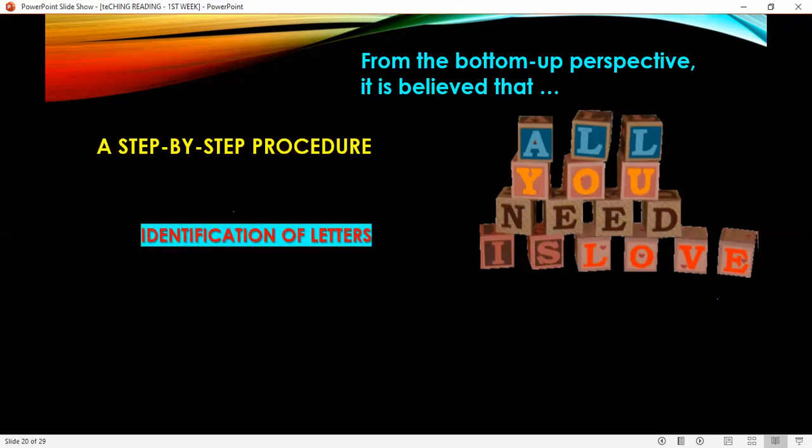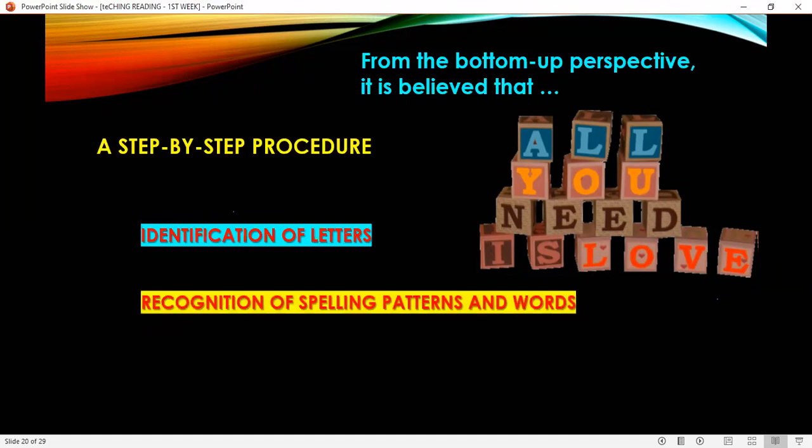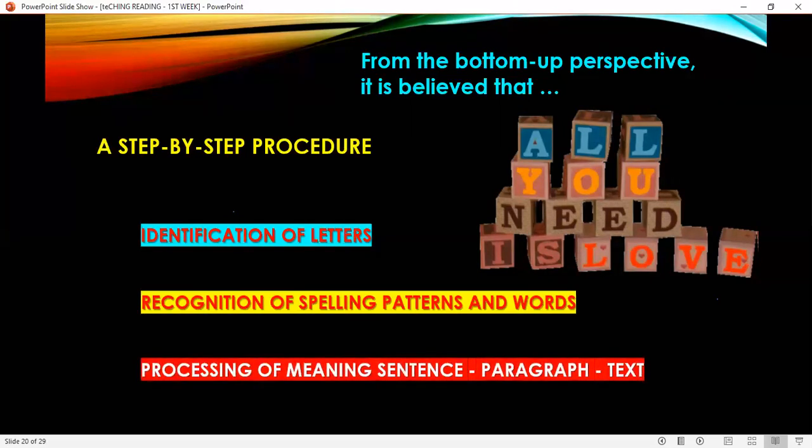That first, we're going to identify letters. This is what you told me, right? Oh yes, teacher, I can see letters, words. So you identify letters. Then you have to recognize the spelling patterns and words. Then you're going to process meaning by analyzing the sentence, a paragraph, or a text. Here you have just a simple sentence. With these letters you make words. These words create a phrase or a sentence. Notice what you did, all right?